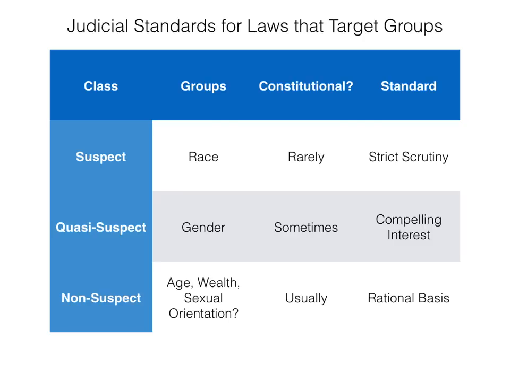The third group are non-suspect classes. These are classes in which most of the time rules that target them are usually constitutional. The court evaluates laws that discriminate against non-suspect classes on a rational basis. They ask, what would a reasonable person conclude about this law? So, for example, you're not allowed to vote before you're 18. You could argue, well, that's a violation of the 14th Amendment.